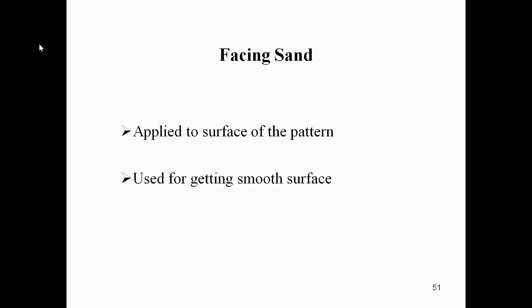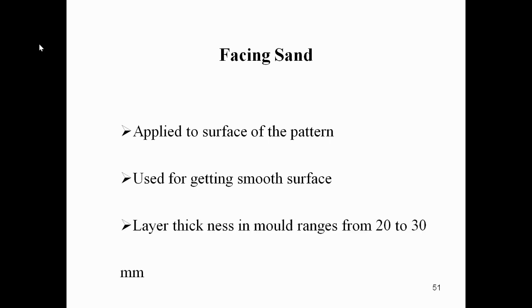It is used for large castings like pipes and rolls of paper mills. Next one is the facing sand. This is the fourth type of sand. It is applied to the surface of the pattern. It is used for getting a smooth surface of the molding sand. The layer thickness in the mold ranges from 20 to 30 mm.